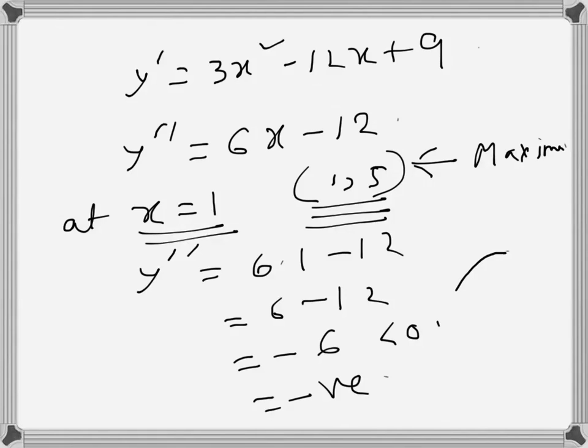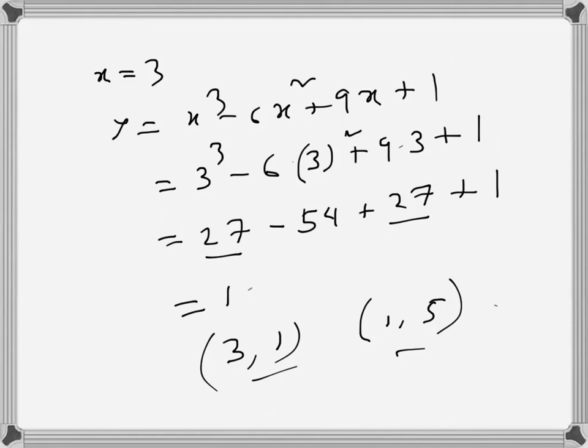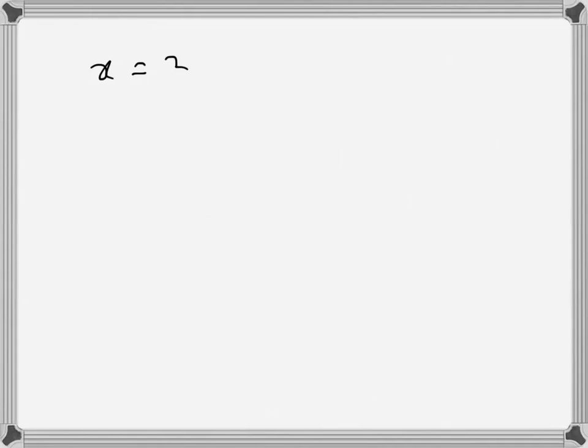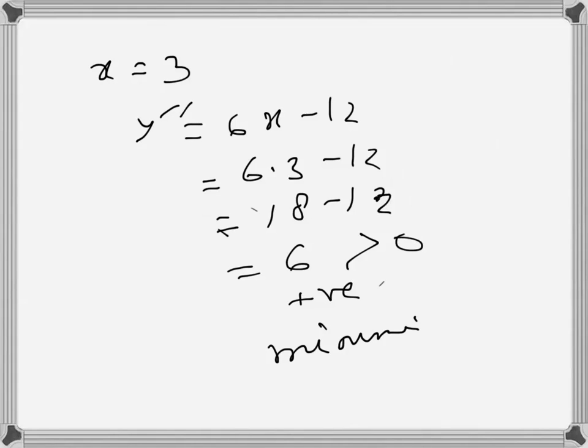And the other one is when x is equal to 3. Plug in here again: y double prime is 6x minus 12. So 6 times 3 minus 12, which is 18 minus 12. So that's 6, which is greater than 0, positive. So that's a minima. So (3, 1) is a minima. So we know both the points.